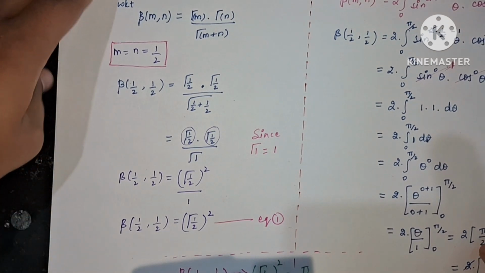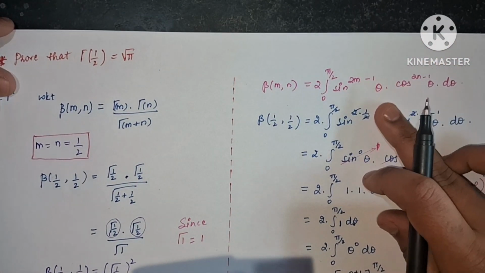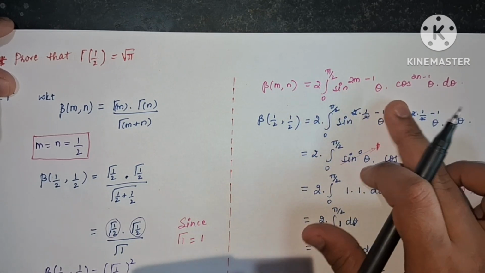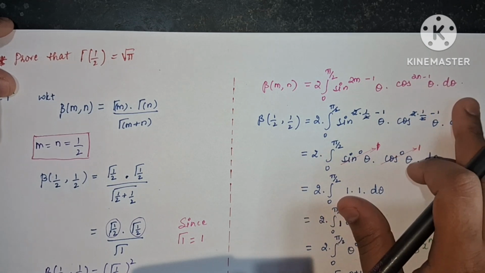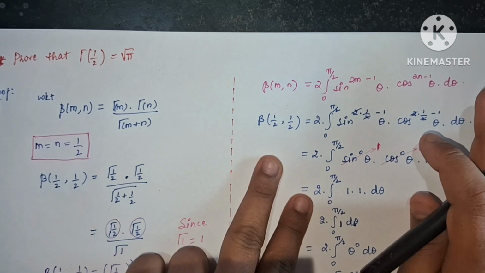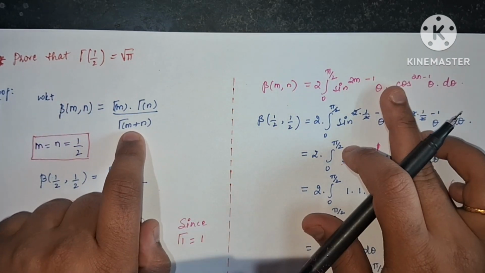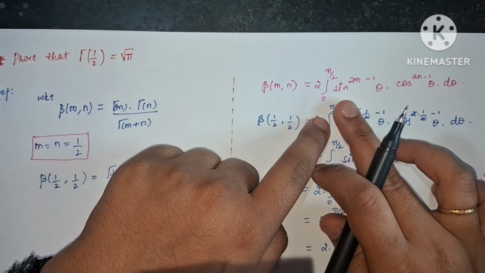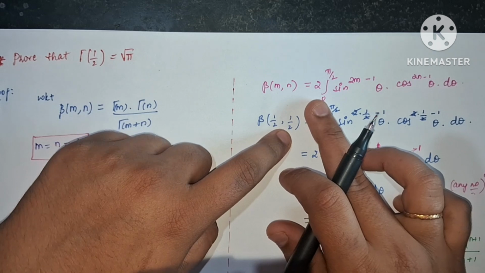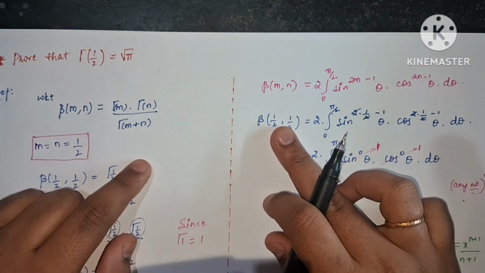I'll consider one more alternative formula for this beta function, beta of m comma n is given by 2 times the integral from 0 to pi by 2 of sine to the power 2m minus 1 theta into cos to the power 2n minus 1 theta d theta. In the position of m and n, we just substitute 1 by 2. You have to remember two major formulas here: one is the relationship between beta and gamma function, and the other is this alternative form of the beta function in terms of sine and cos. In the position of m and n, in both cases, you substitute 1 by 2 and 1 by 2.